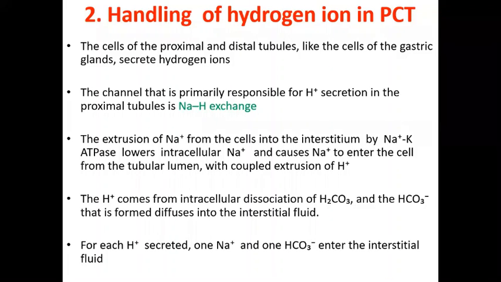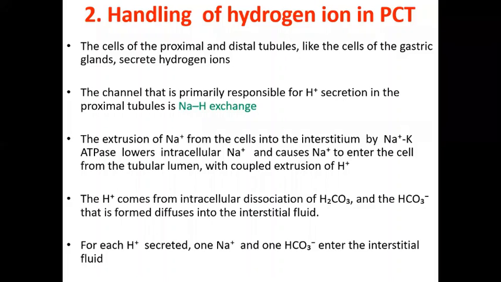The extrusion of sodium from the cells into the interstitium by sodium potassium ATPase lowers the intracellular sodium and causes sodium to enter the cell from the tubular lumen with coupled extrusion of hydrogen ions. So in simple terms, we have the sodium potassium ATPase pump exchanging sodium for potassium. They are removing a lot of sodium from the cells. The concentration of sodium within the cells is going to decrease, while the concentration of sodium in the interstitium is going to increase, because you are pumping much of this sodium to the outside. If the concentration of sodium is decreasing within the cells, it will facilitate the exchange of sodium and hydrogen ions on the apical side of the membrane. On the apical side, sodium is being internalized by the epithelium cells, then hydrogen is being secreted into the lumen. So this is the exchange between sodium and hydrogen ions.